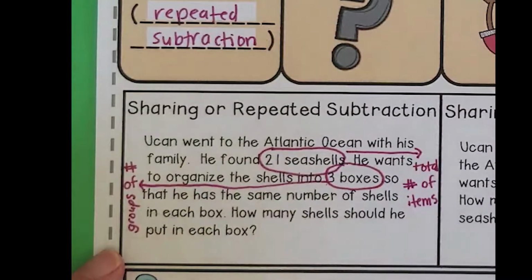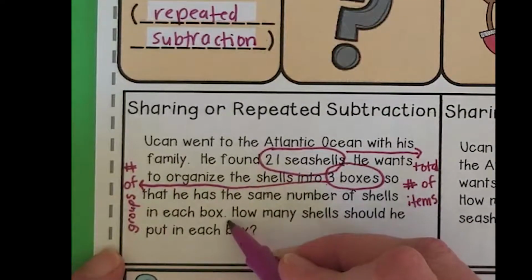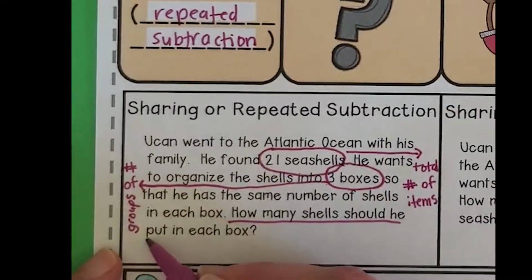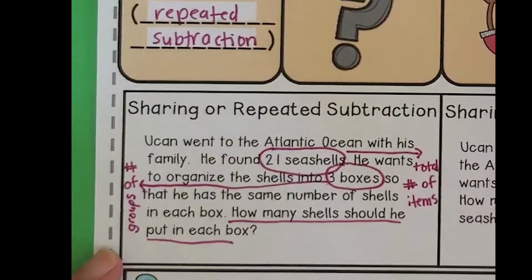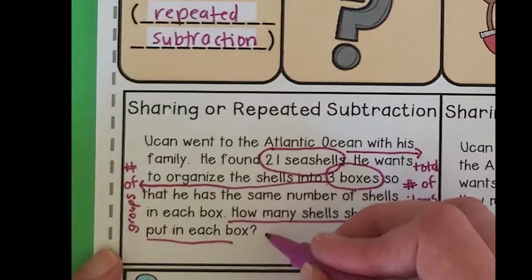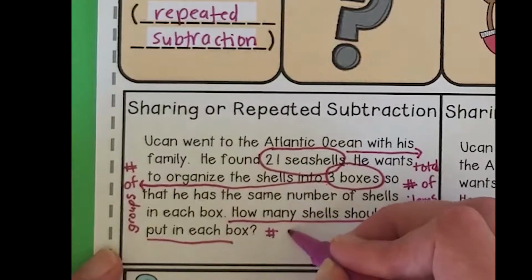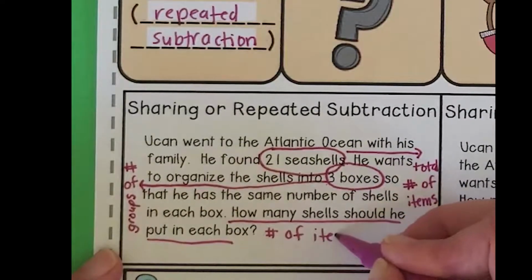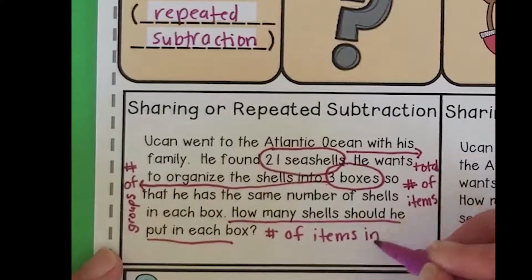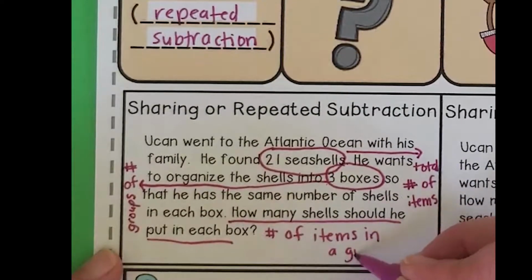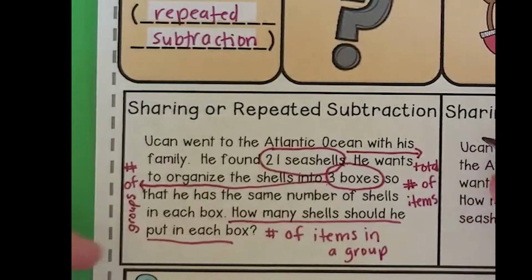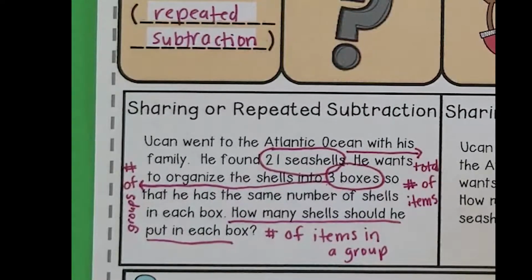What he doesn't know is how many shells should he put in each group. I'm going to go ahead and underline that. That's my question mark one. That's the thing I don't know. I don't know the number of items in a group. I don't know how many his aunt and uncle and cousin are going to get in each one of their boxes. That's what I need to figure out.